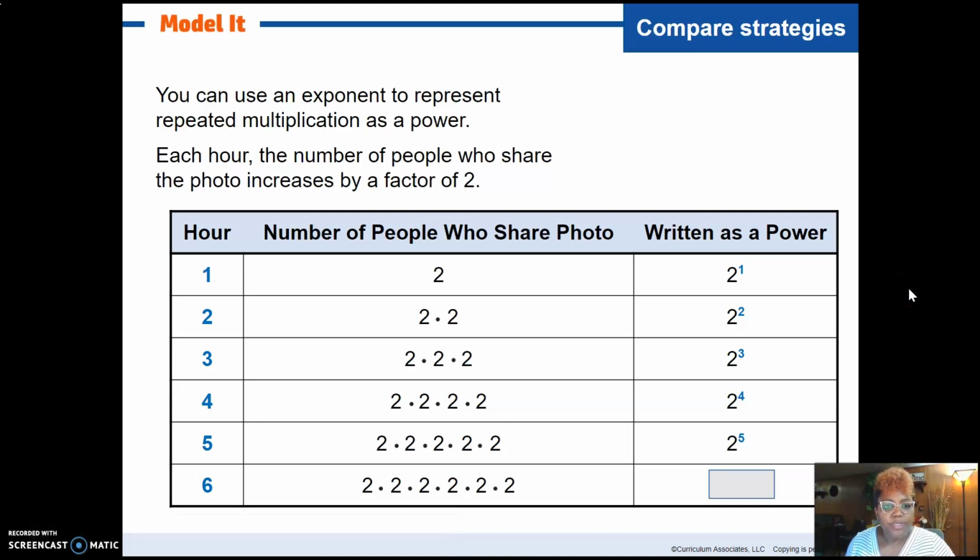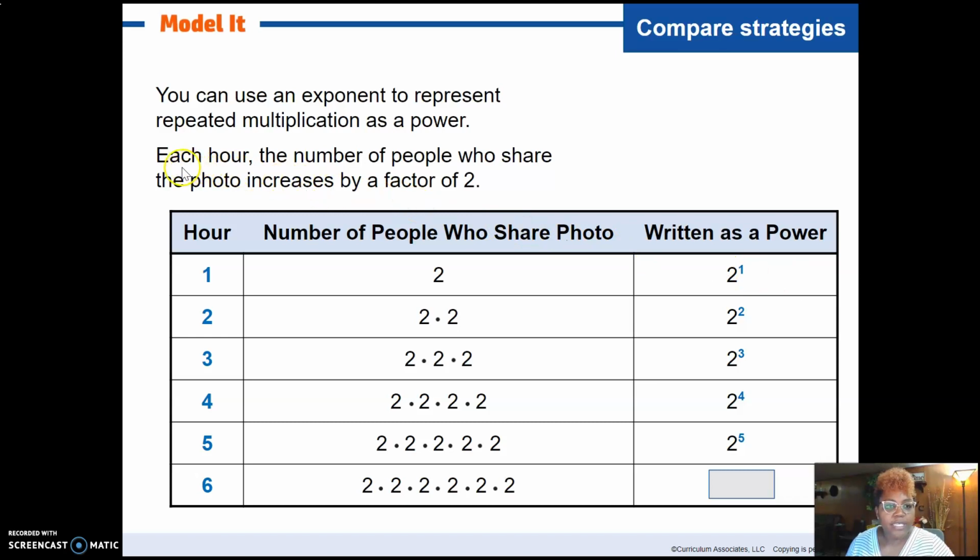Okie doke, scholars, we're going to take a look at a couple of strategies on how we can figure out what's going on with Kendra and her picture sharing. So on this model, it says that you can use an exponent to represent repeated multiplication as a power. Remember, yesterday we said that exponents represent repeated multiplication. We have bases and we have exponents to make up that whole relationship.